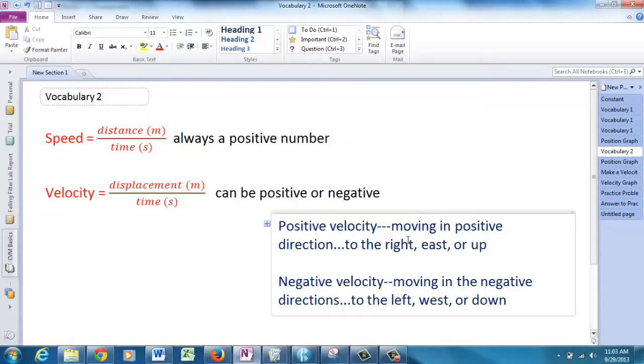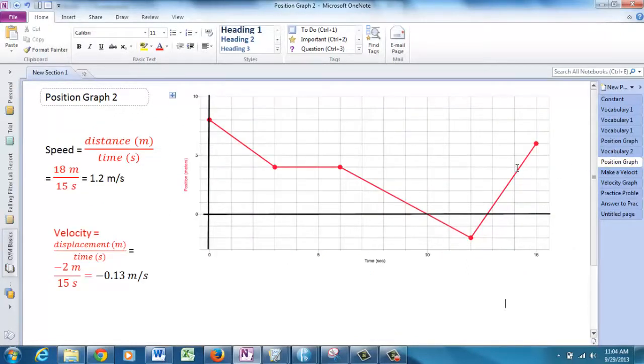If something has a positive velocity, it means it's moving in a positive direction. Usually we mean that's to the right, to the east, or up. And if something has a negative velocity, it means it's moving in the negative direction. And that's either to the left, to the west, or down. So positive and negative velocity just tell us about the direction that something is moving.